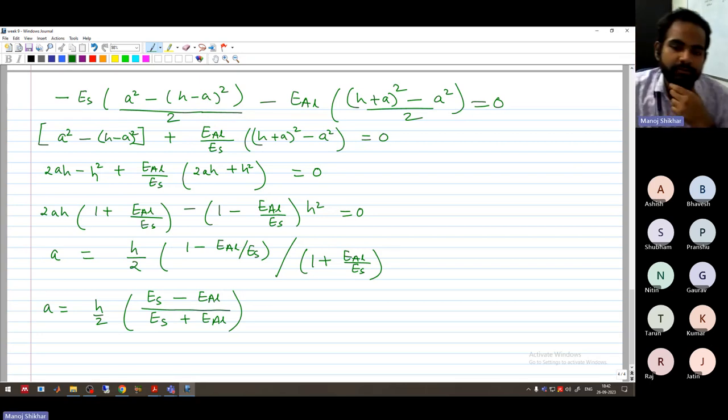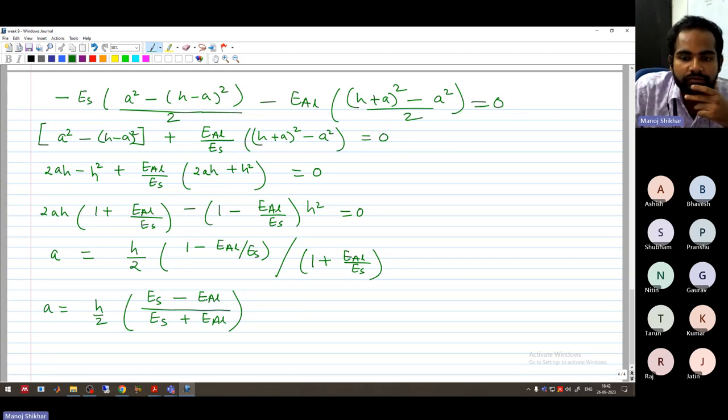So if you look at this problem, suppose steel was made up of the same material, not aluminum and steel. Then I can replace E_Al by E_S. In that case, A will come out to be 0, and that is essentially what we get when we solve this in class for a single material.